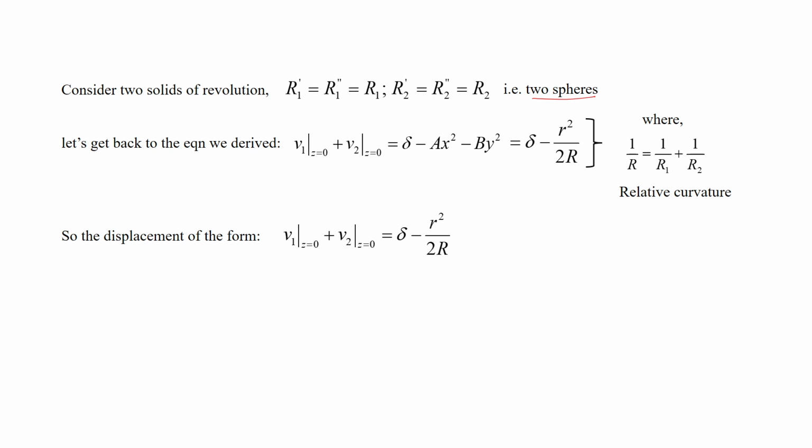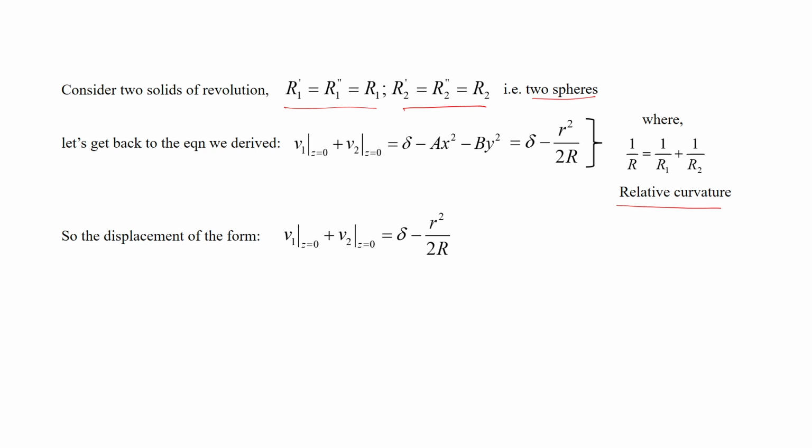In that case, we have derived earlier that R1' and R1'' will be equal to R1. There are two spheres, one of radius R1 and another of radius R2, and their relative radii of curvature can also be obtained. Their principal radii are equal, as I discussed earlier. So, the maximum radius of curvature and the minimum radius of curvature are both the same, that is R1, and in this case, R2 over here. And for these two spheres, the relative radius of curvature will be 1 by R equal to 1 by R1 plus 1 by R2.